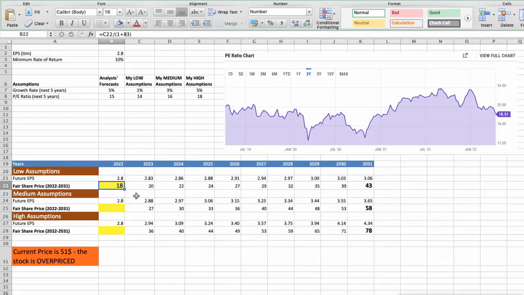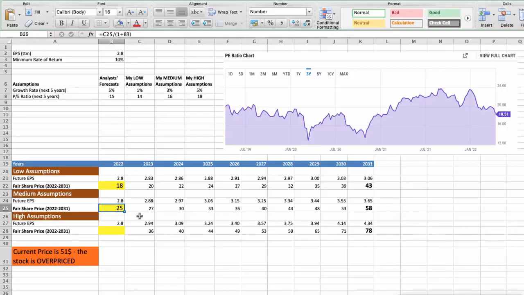Second scenario. Cisco will have average performance in the next 5 years, and we will use the following parameters in our calculation. Future growth rate would be average, 3%. Future P/E would be average, 16. In this case, the fair value of the stock today would be $25.